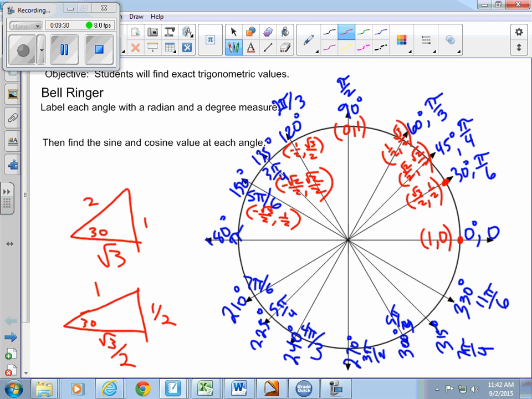The unit circle's weakness is that it doesn't have secant, cosecant, and cotangent on it. Or tangent, for that matter. It only has sine and cosine.